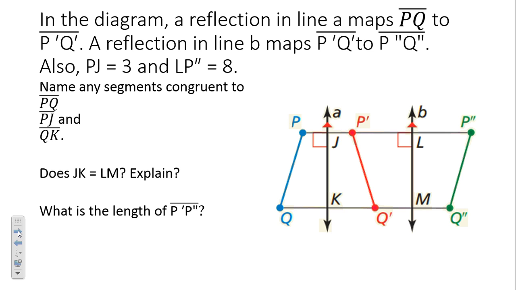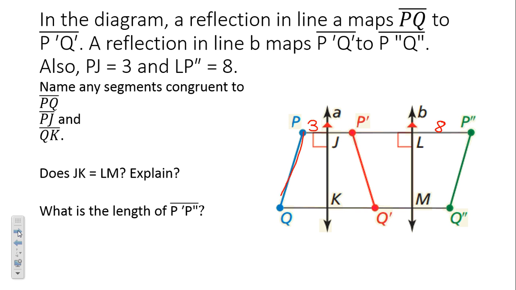Here's our next figure. We have PQ, P prime, Q prime, P double prime, Q double prime, reflected across parallel lines. They tell us that PJ, the distance between P and J, is 3, and the distance between L and P prime is 8. So the first question they ask us is, what are segments that are congruent to segment PQ?